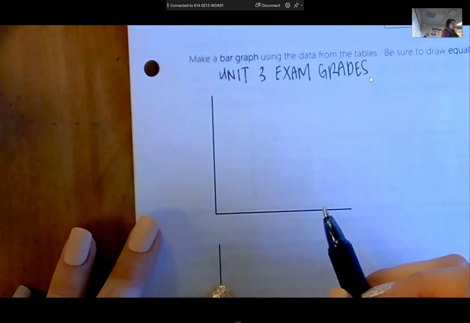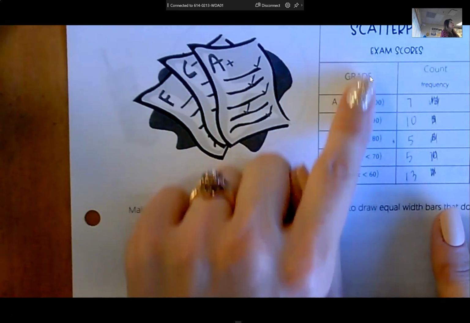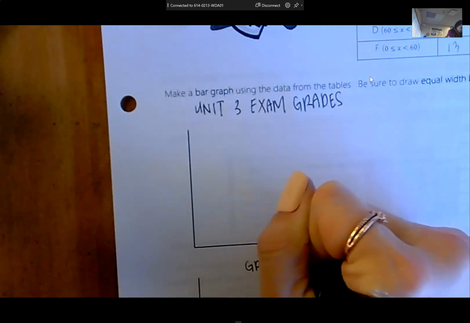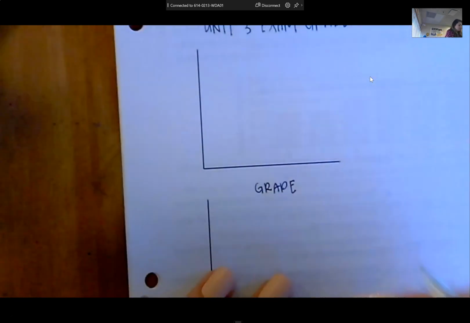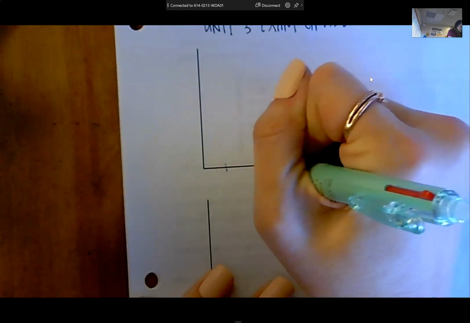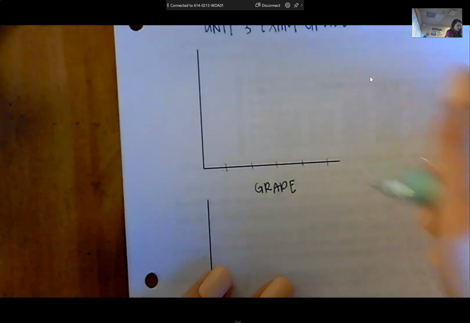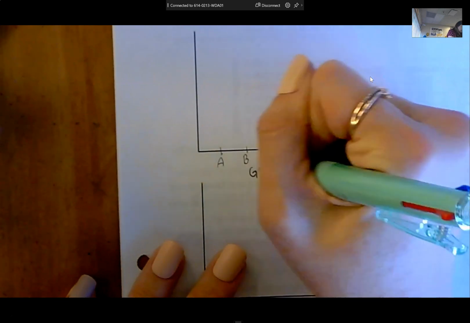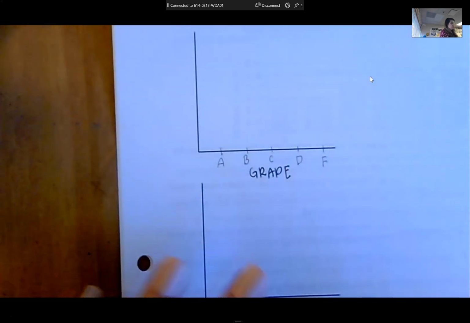Down my X value is the categories that are listed first here. So my X axis is grade. So I can label that. I can say grade. And then you can even do tick marks if you like. So you can do 1, 2, 3, 4, 5. And you can label those A, B, C, D, F. I almost said E, caught myself.